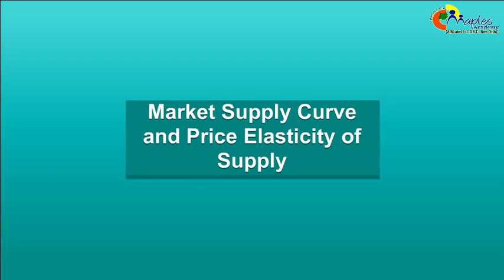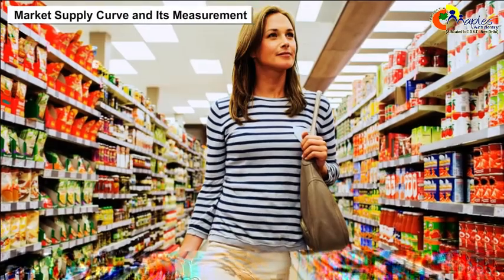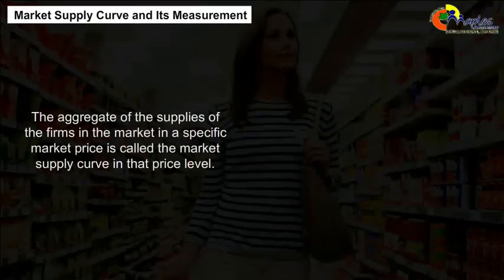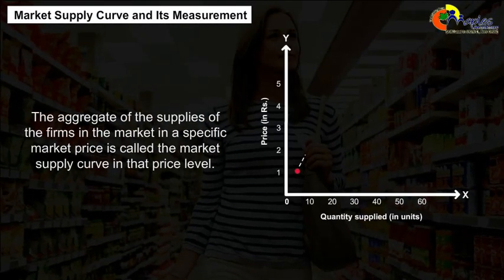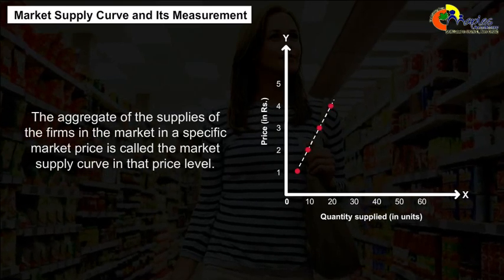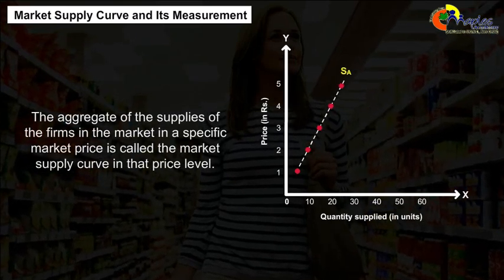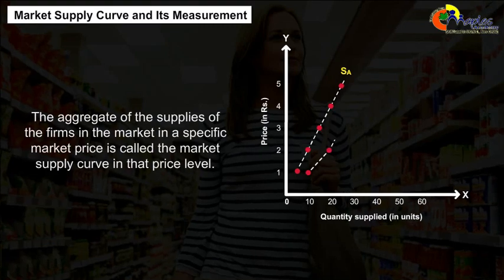Market supply curve and price elasticity of supply. Market supply curve and its measurement. The aggregate of the supplies of the firms in the market at a specific market price is called the market supply curve at that price level.